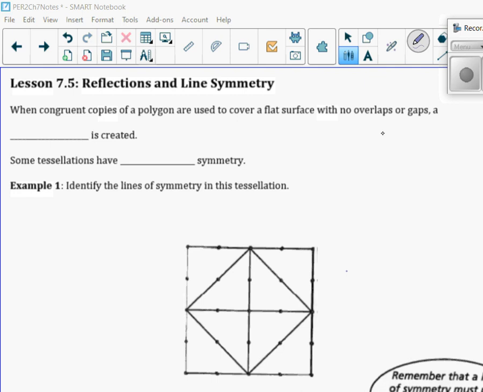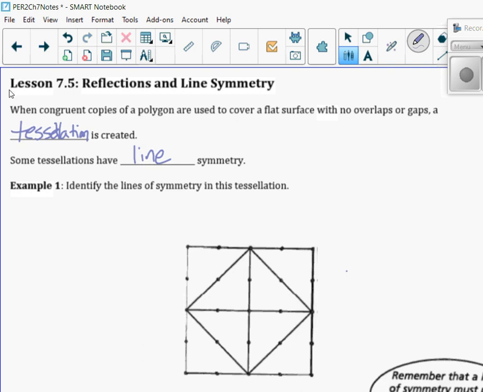So when congruent copies of a polygon are used to cover a flat surface with no overlaps or gaps, a tessellation is created. Some tessellations, I can see there's two L's, have line symmetry. So you're supposed to identify the line symmetry of this tessellation.